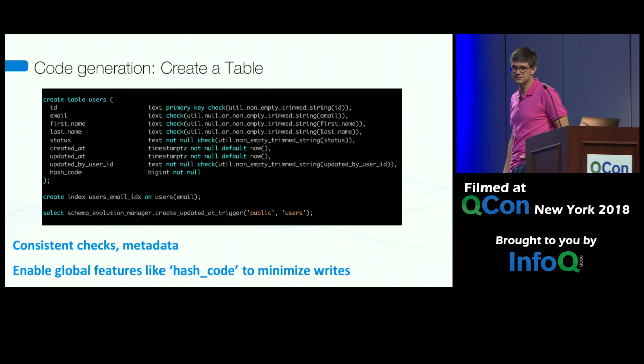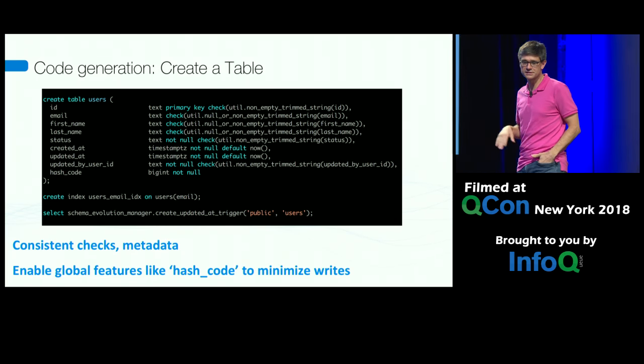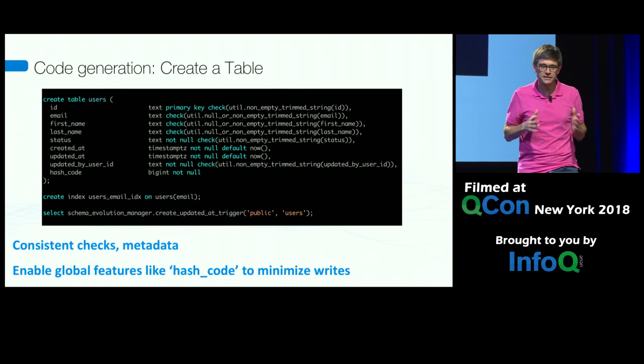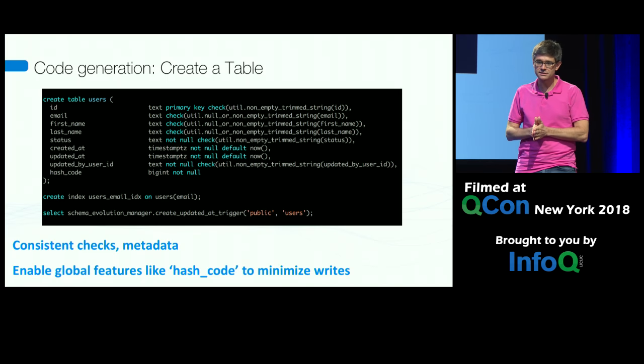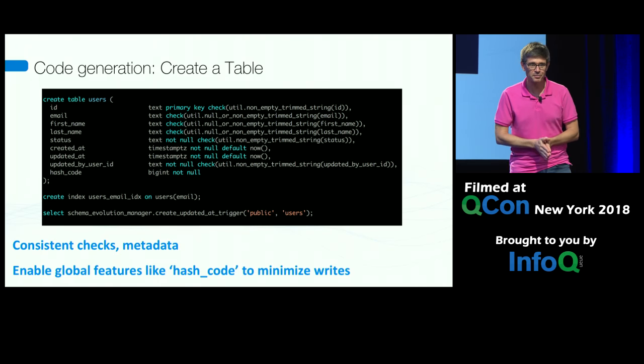What does the table look like? Here's an example of the code generation that produces a table. I think there's nothing fancy here, but there's a few really interesting things. One, I personally hate debugging the difference between null and empty string in an Excel report. I don't know how many of you have done that.